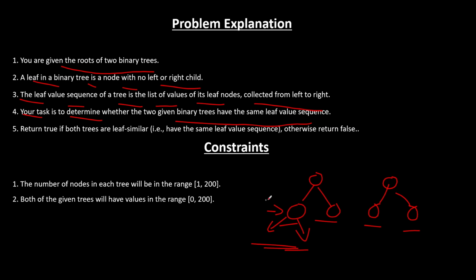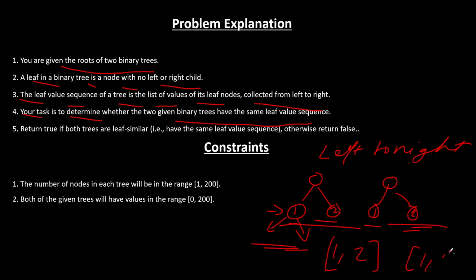Basically, they are trying to say that we have to compare the leaf value sequence of both the trees. Suppose this one contains 1 and 2, and this also has 1 and 2 as leaf nodes, and we check the sequence from left to right. The sequence of the first tree comes out to be 1 and 2, and for the second one it also comes out to be 1 and 2. Since they are similar, we return true if both trees have the same leaf value sequence. Otherwise, return false. This is what the question is asking. The question is pretty simple and straightforward.